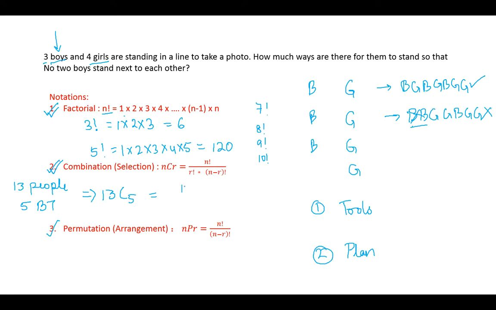So in the numerator I will have 13 factorial. In the denominator I'll have 5 factorial. This r is nothing but the number of people or number of items I'm selecting, and n minus r is 13 minus 5, which is 8 factorial. So the solution that you'll get for this will be the number of teams that you can form out of 13 people with selecting 5 people. Okay, so this is basic selection.